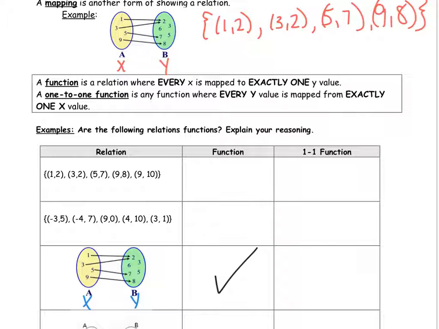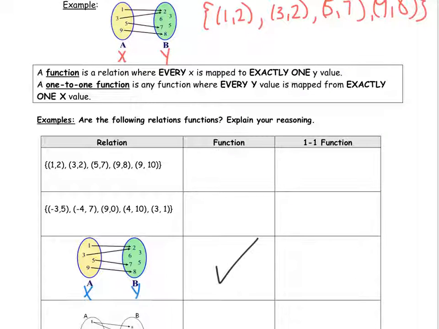What would make it not a function? Just to show you, you don't have to write this down, but if 1 also went to 6, so you see how right here 1 is going to 2 and then 1 is going to 6? That can't happen because the definition of a function is that every x value goes to one specific place. It can't go to two different places. So that would make that not a function.